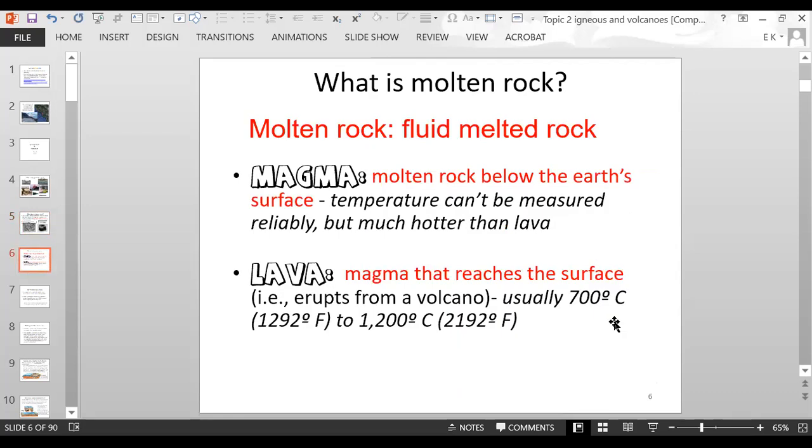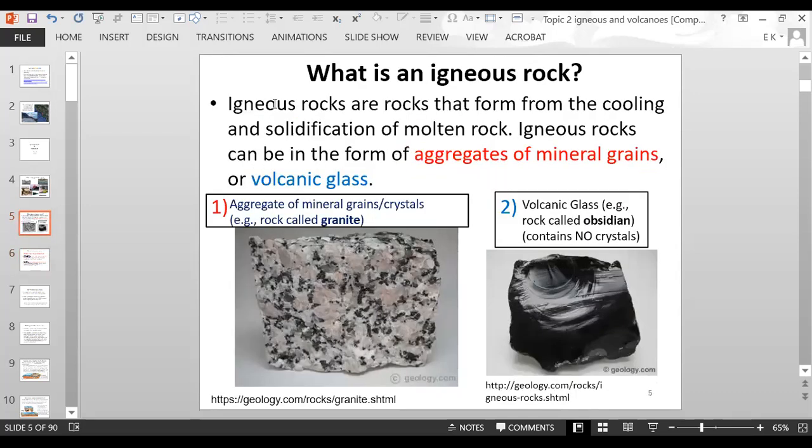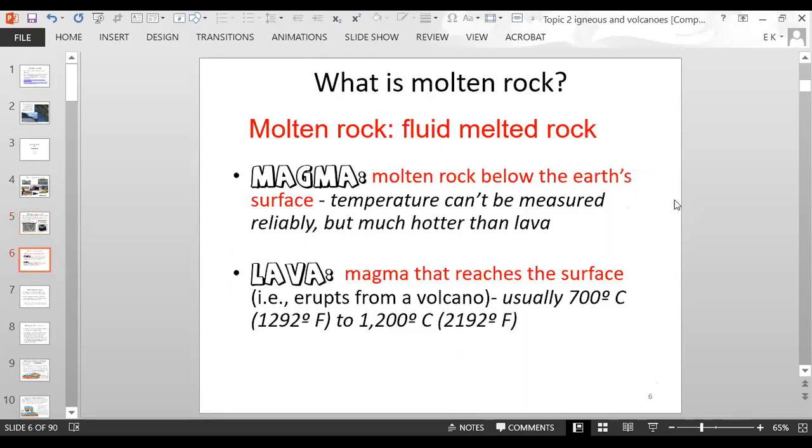So what is molten rock? Again, igneous rocks form from the cooling and solidification of molten rock. So what is molten rock? Molten rock is melted rock. It's basically just rock that is in the melted fluid form. So that can be in the form of magma, which is molten rock below the Earth's surface, or lava, which is magma that reaches the Earth's surface. In other words, erupted from a volcano.